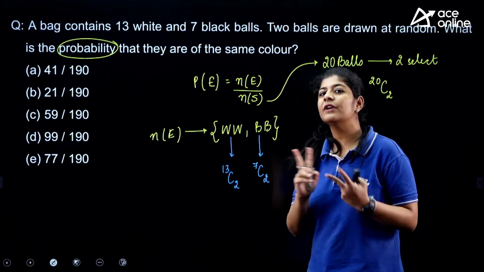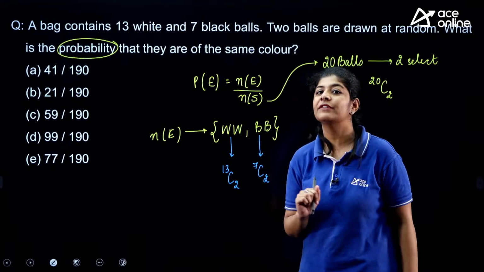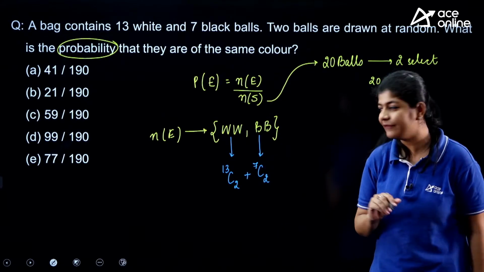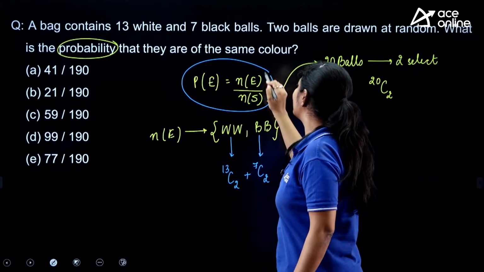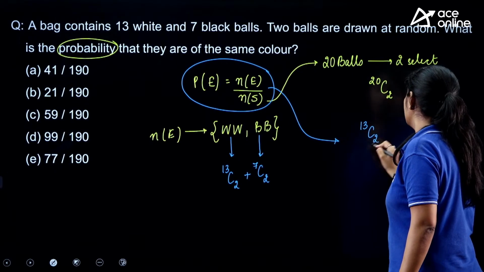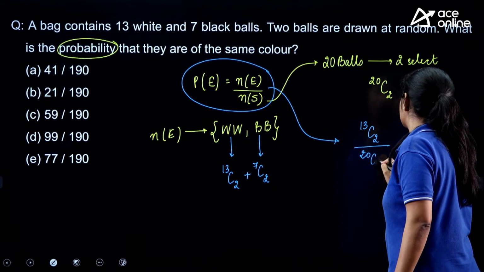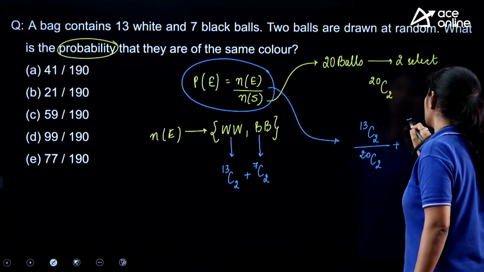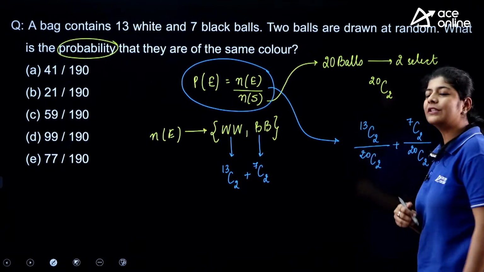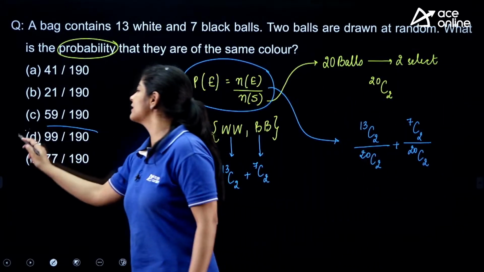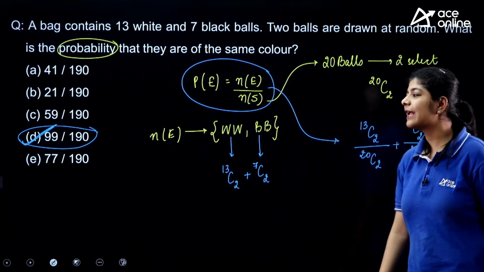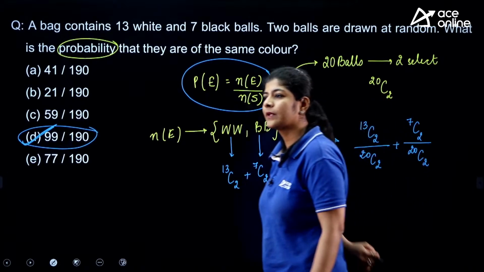As we are having different cases, and whenever we have different cases, we simply add the values. So the combined probability is 13C2 divided by 20C2 plus 7C2 divided by 20C2. When you solve this, you will get your answer as option D, 99 divided by 190.